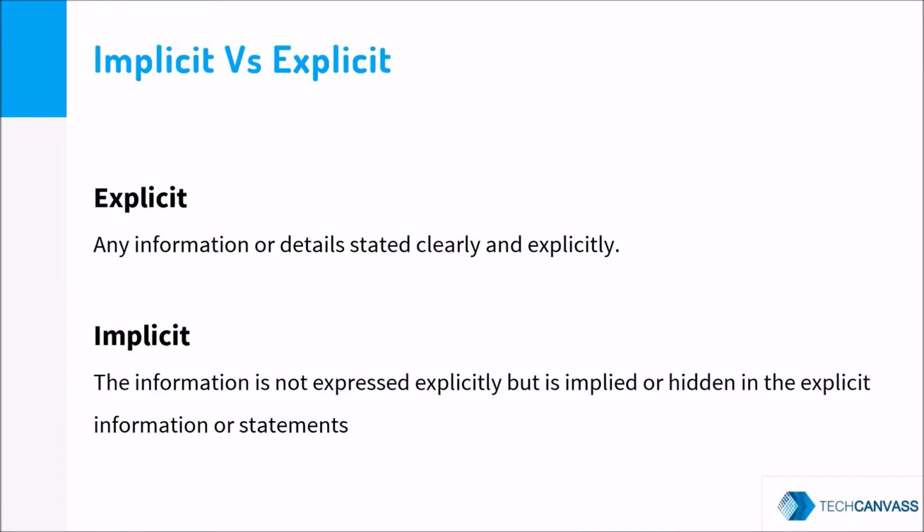Let's come back to our topic. Before we get into the topic, let's try and understand the literal meaning of implicit and explicit. Explicit is something which is stated clearly, whereas implicit is not stated clearly and is hidden or implied from the explicit statements.